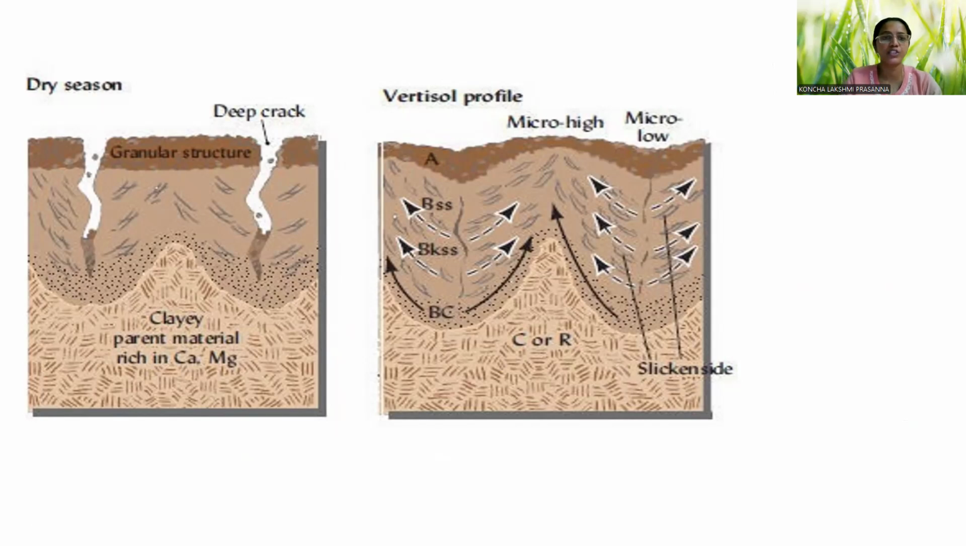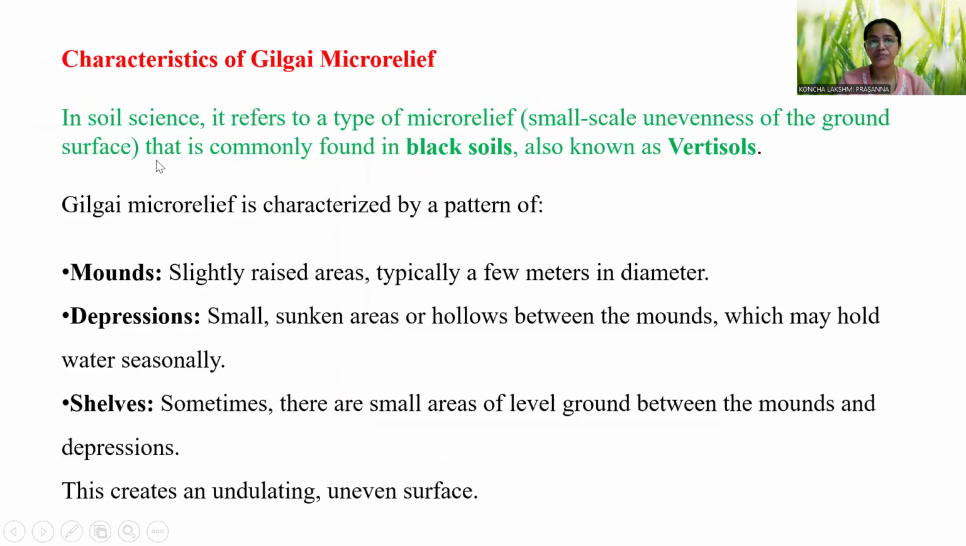That is why there is formation of deep cracks in the vertisols, and there is formation of Gilgai macro relief, and these are the slickensides. Gilgai macro relief and slickensides are also characteristics formed in these vertisols. And this is the unique character, that is the swelling and shrinkage. Slickensides and Gilgai macro relief are unique properties seen only in the vertisol soil order, which has a granular structure.